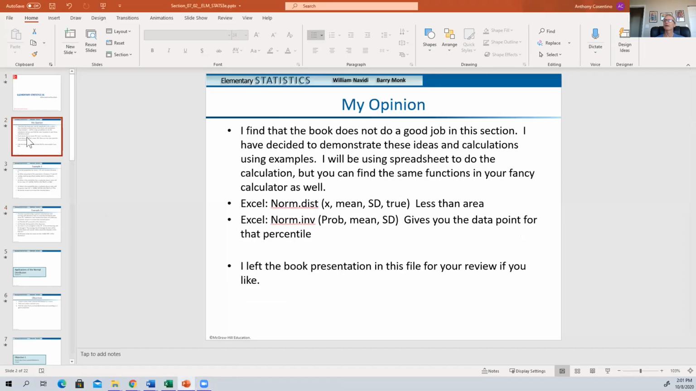Let's see, hit the right button here. Using norm.inv. What this function allows you to do is, given a certain probability, or percentile is also used as well, find the data point that fits within there.